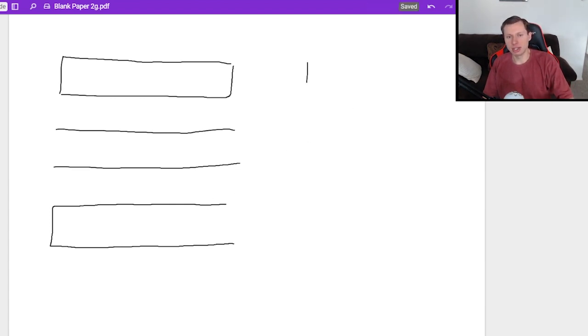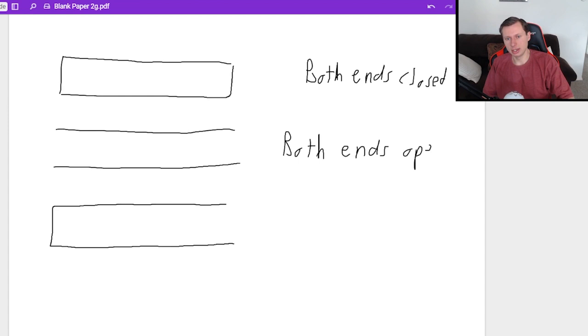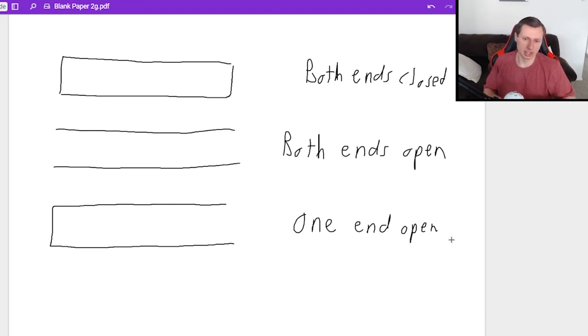The top one is called both ends closed. The middle one is called both ends open, and then the last one is one end open, which you can also call one end closed, kind of like a glass half empty, half full. But the reason why we're looking at these three shapes is because these are the three ways that waves can propagate.